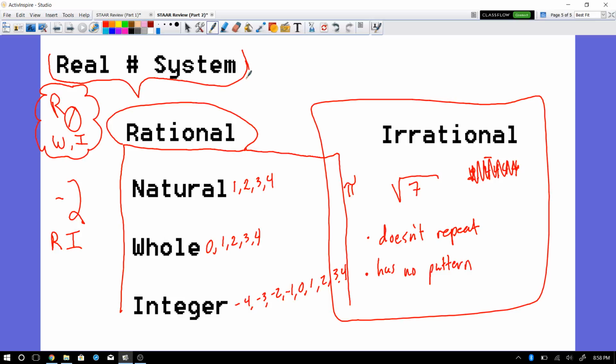I would say just brush up on what the difference between natural, whole, and integer are and try and classify those. Just write down some numbers and be like, well, what do you think? If you got a question, throw them my way.